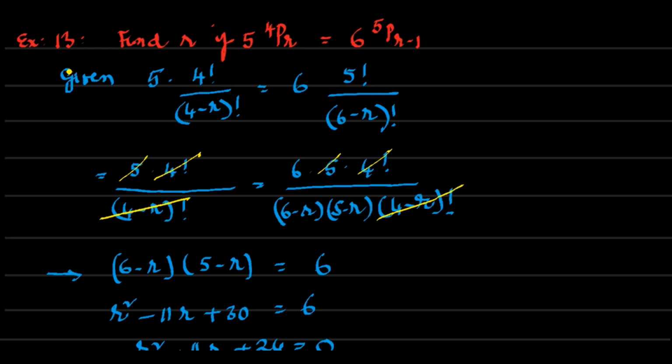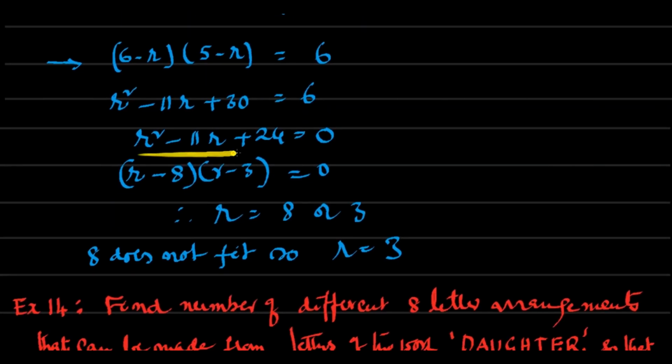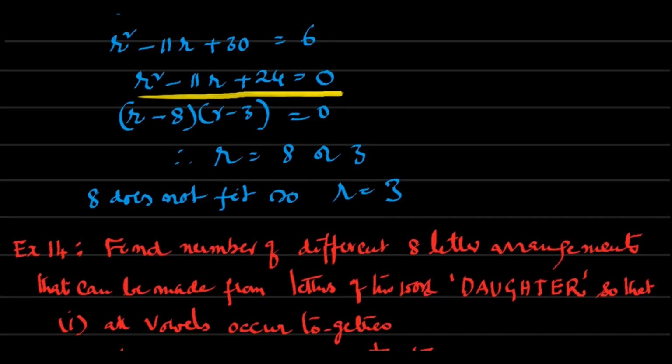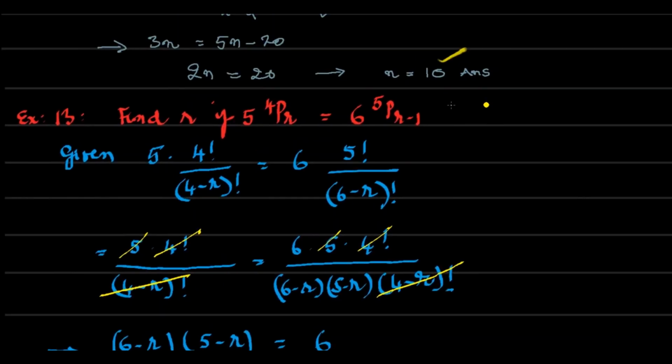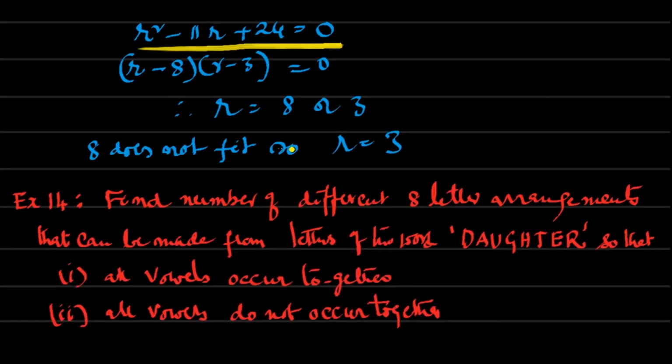Example 30. Find r if 5 times 4Pr is 6 times 5P(r-1), the same thing. You just expand this into this form, cancel out the things, and you will get a quadratic equation in r. And r is 8 or 3. 8 does not fit because this r is always less than this number. Here you cannot put r as 8, 4P8 is wrong. So 4P3 is correct. 5P3, 5P2. 5P2 is correct. So we are neglecting this, we are taking this. That's the correct answer.